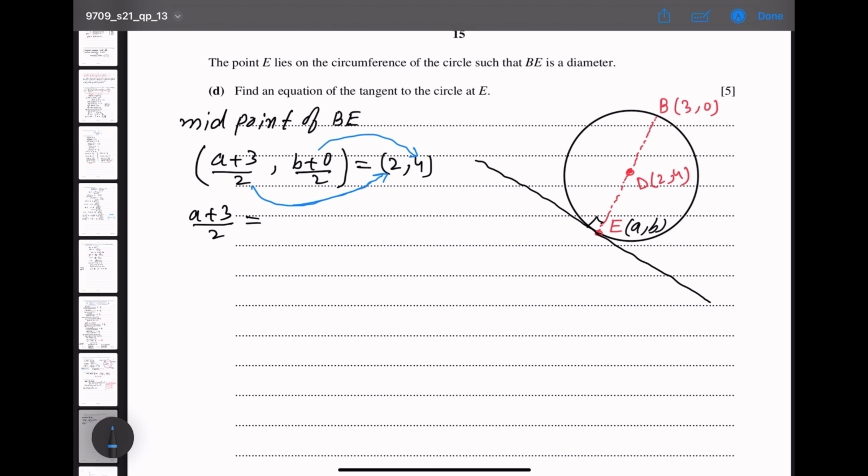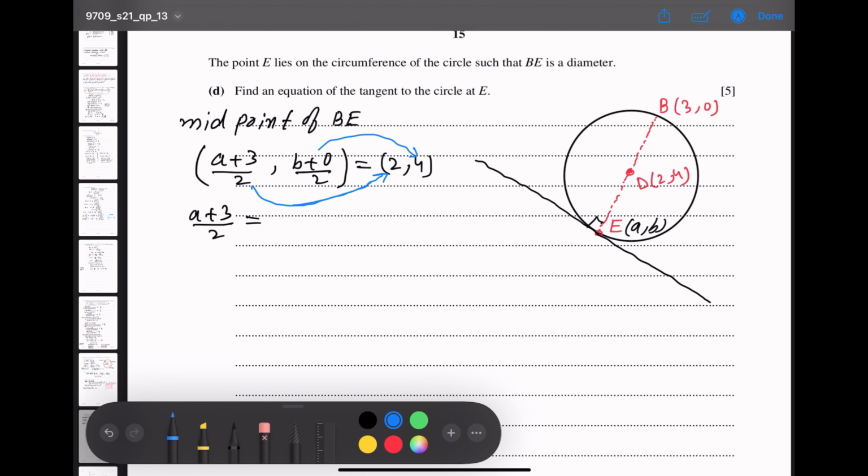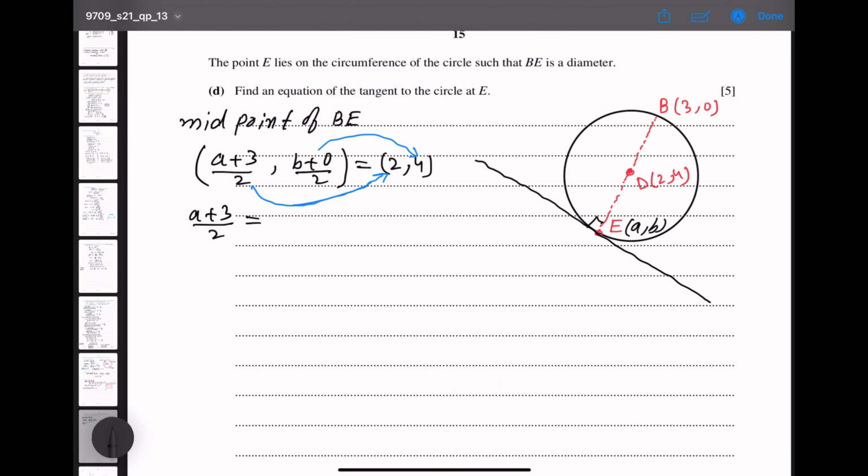A plus 3 over 2 is equal to 2. From here, A is equal to 1. Similarly, B over 2 is equal to 4. From here, B is equal to 8. So the coordinates of E are 1, 8.